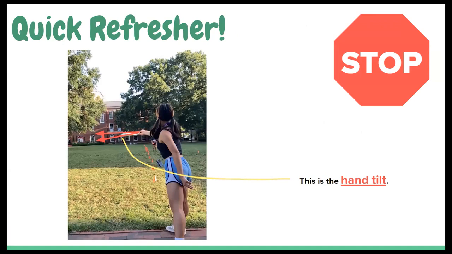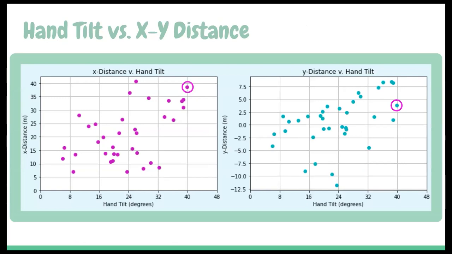So here's a refresher about the hand tilt. It's the angle that Toby was capturing from behind, the left-right tilt of the Frisbee. And we just proceeded to graph it in the same manner with the X distance and Y distance, in an attempt to find some sort of correlation that we could use to later predict X and Y distance. And here, as you saw before, these are part of a trial that we ran on one person, wherefore the angle or the hand tilt in degrees was 40 degrees. The x distance was approximately 37 meters, and the y distance was approximately 3 meters.